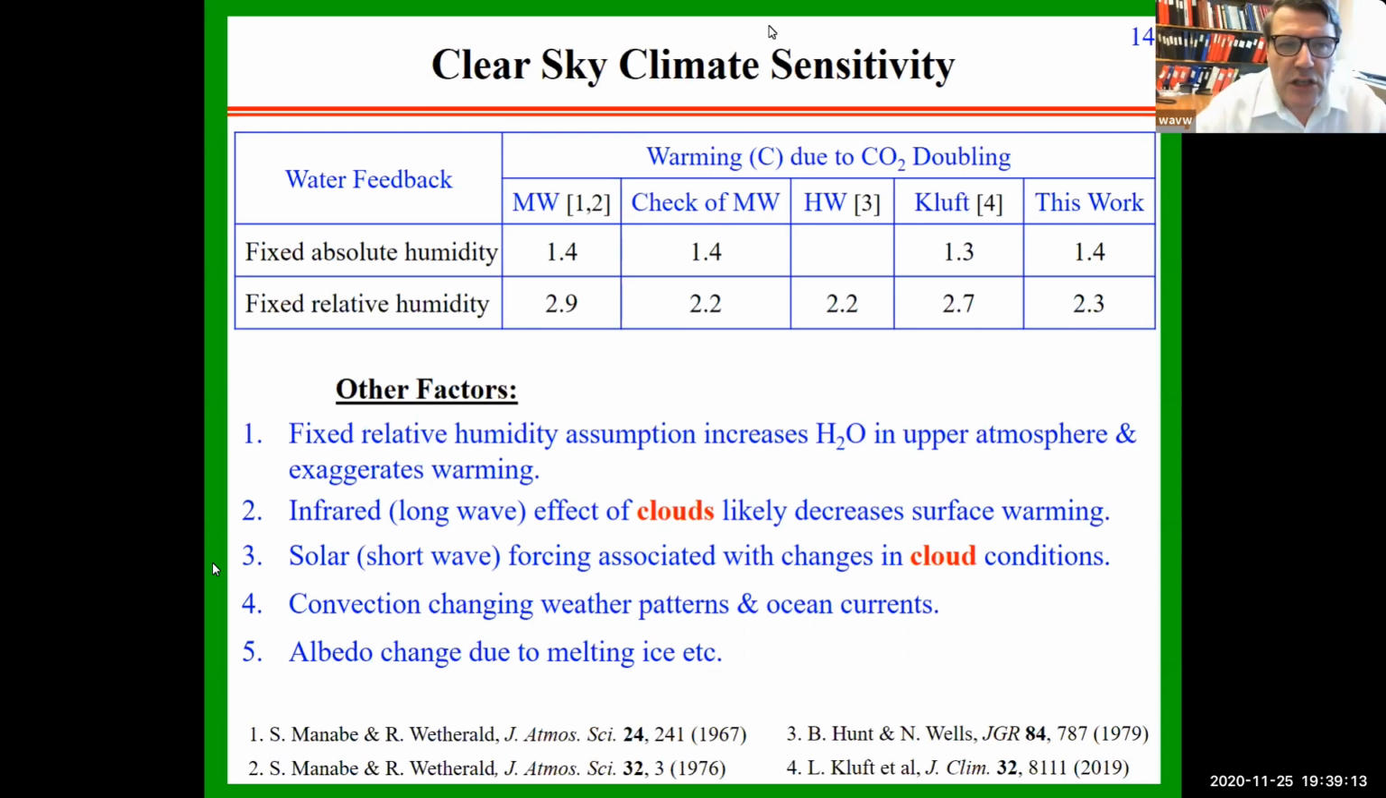So what is the change in temperature due to doubling CO2? And this is given the fancy name of climate sensitivity.